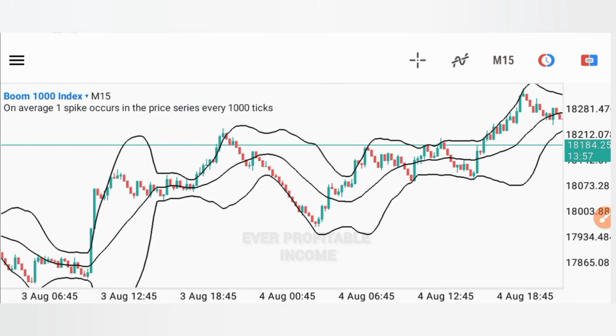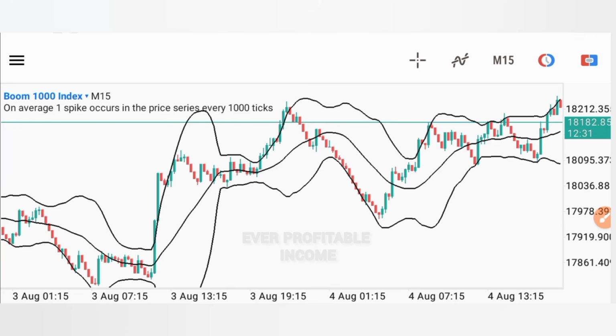If you've ever tried entering a trade early but you weren't sure if you should go ahead to do that, then this strategy is for you. If you've ever watched price reverse right after you enter the trade, hit the like button. Today, I'm going to show you a strategy that's going to stop all that from happening to you.